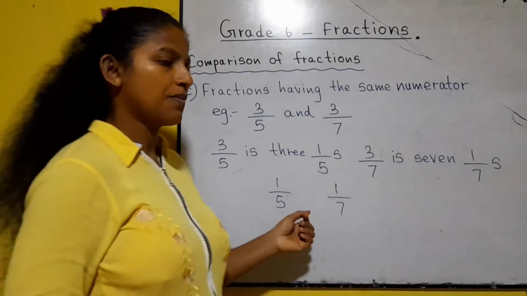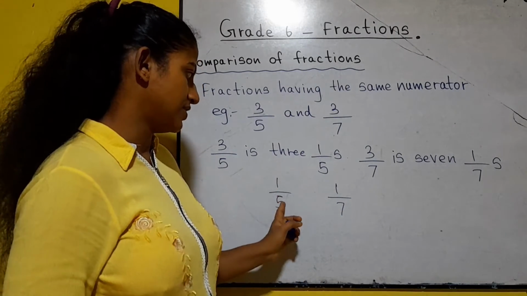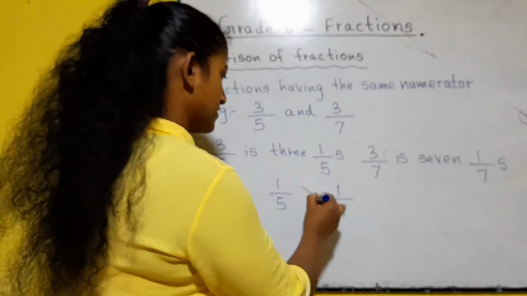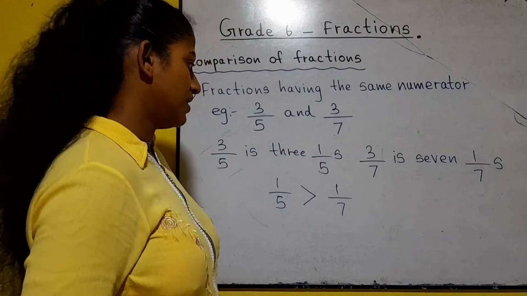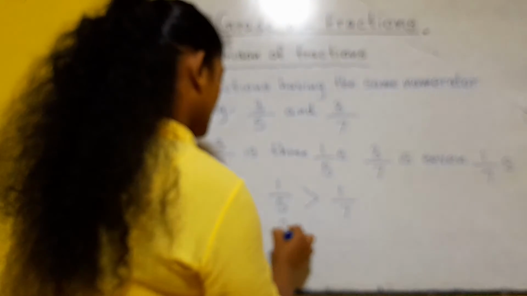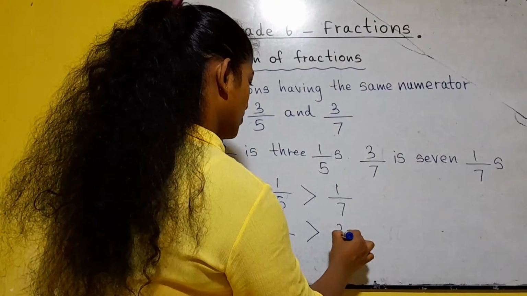what is the largest fraction here? This one is the largest one. The unit fraction with the smaller denominator is the largest one. So this is the largest fraction. So from that we can conclude 3 over 5 is larger than 3 over 7.